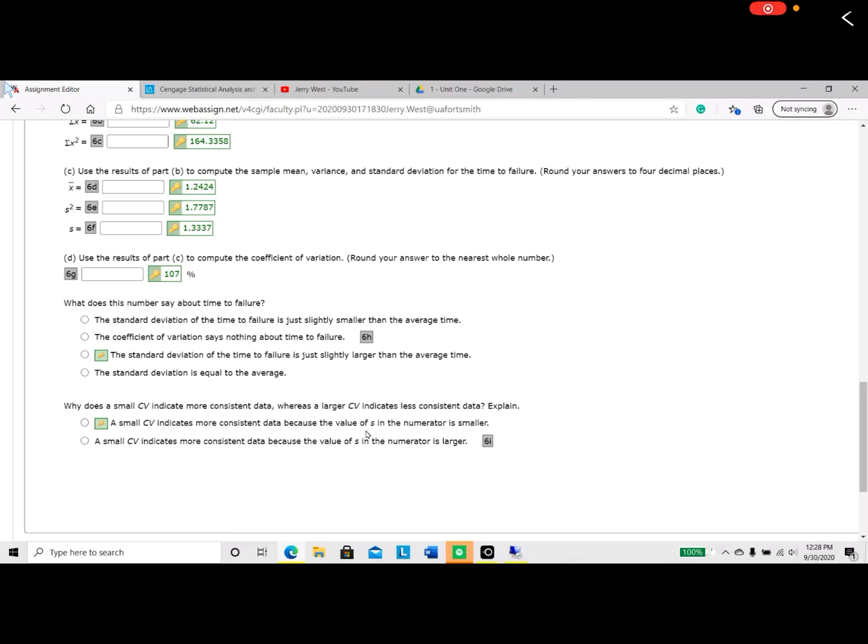But because both of these answers are based on the value of standard deviation, you would use the top choice, because standard deviation is smaller. And think of it this way too, if you can decrease your numerator, you make your fraction's value smaller overall. Hope this helps.